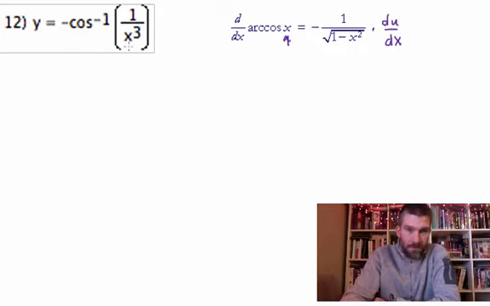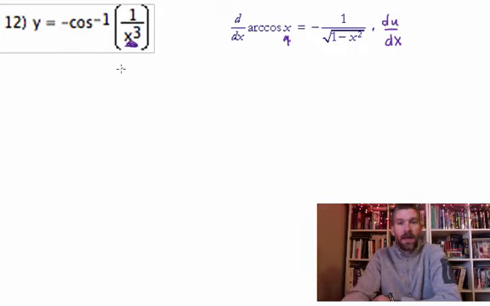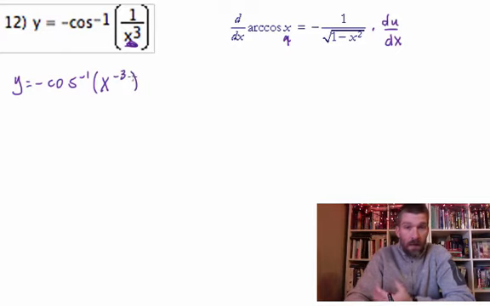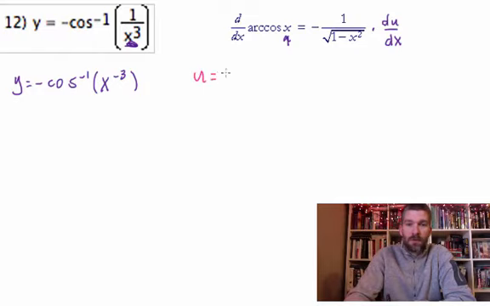Because we've got more going on in our problem than just x. Whoa, how to handle that? Well, here's what we're going to do. We're going to let y equal negative arc cosine, and we're going to look at this as x to the negative third power. That's the same exact thing as 1 over x cubed. And what I'm going to do is say u equals x to the negative third, and we have to take the derivative of that. This is going to be the chain rule part.